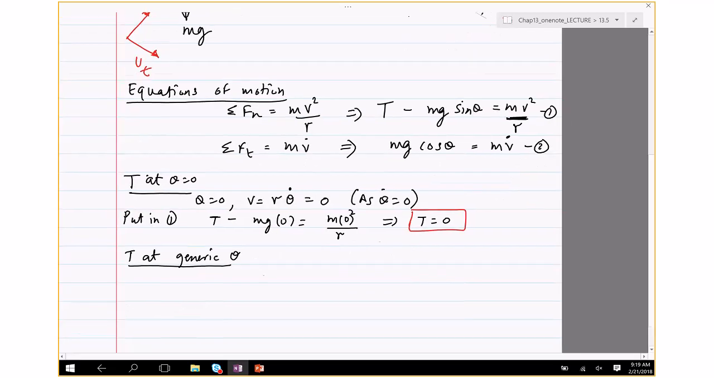So let's work with the second equation. So v dot is g cosine theta, right? But v dot, okay, v dot is what? Is the acceleration.